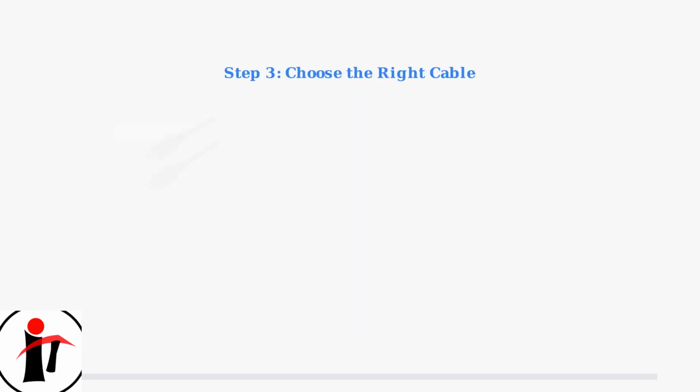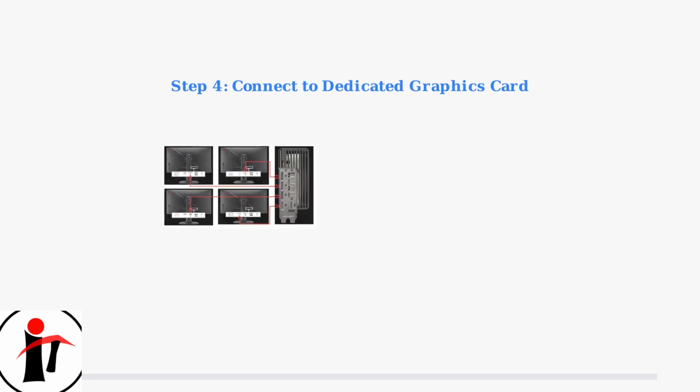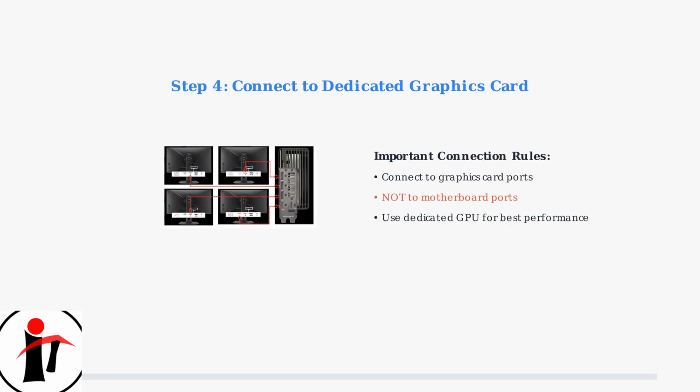For the best 120 Hz performance, use a DisplayPort 1.2 or higher cable. This provides the most reliable connection. HDMI 2.0 or 2.1 can also work, especially for higher resolutions. Always connect your monitor cable directly to your dedicated graphics card ports, not to the motherboard. This ensures you're using the powerful GPU rather than weaker integrated graphics.